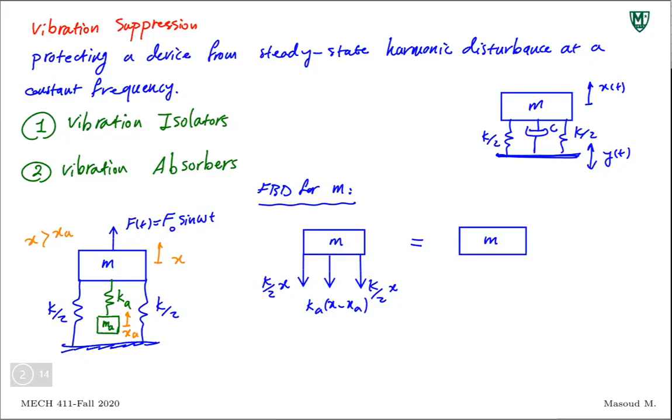The magnitude for the spring between the mass and the absorber mass we always keep positive. So KA times x minus xa. And let's not forget that we also have a force applied to the system. That's also up there, F naught sine omega t. On the other side, it's accelerating upward, so that's all we have, M x double dot. If I write the equation of motion, the summation of forces is equal to M x double dot. I took that as the x direction, so let's just be consistent and say this is x.